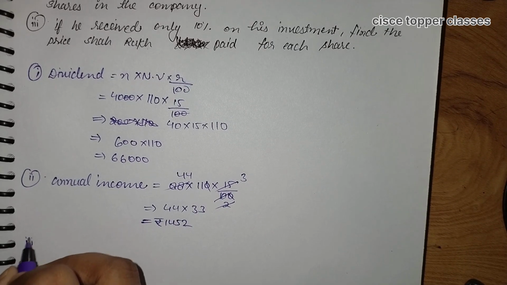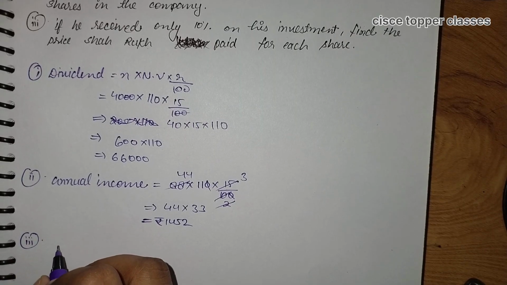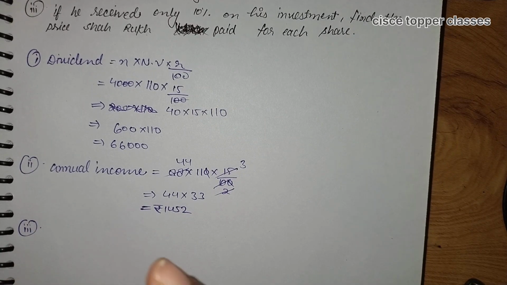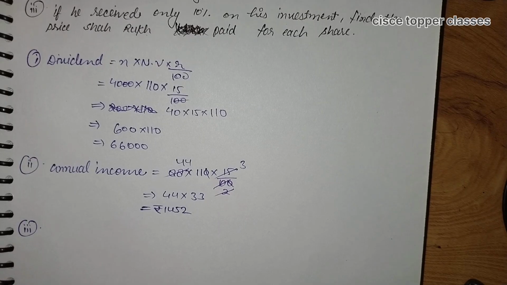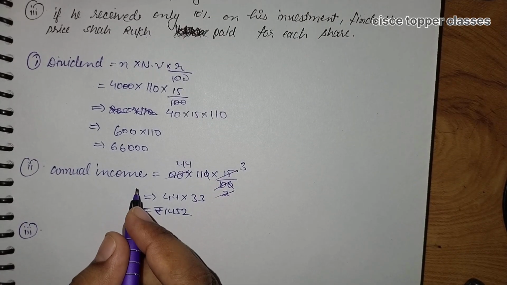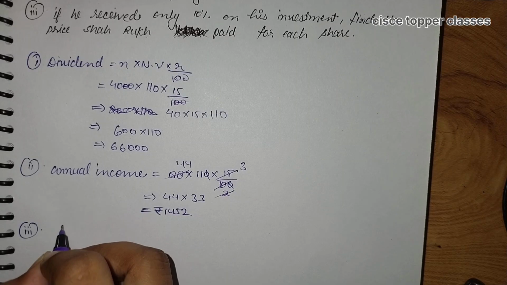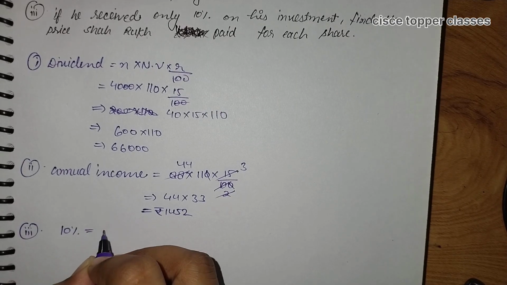Now the third part is if he received only 10% on his investment, then find the price Shahrukh paid for each share. So we have to find the price, which is the market value paid by Shahrukh. We have to find it using the dividend here. So 10% is the rate of return given to us.